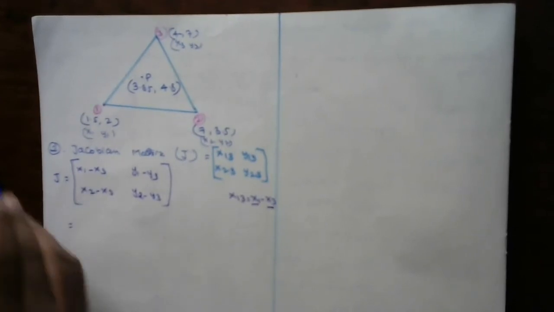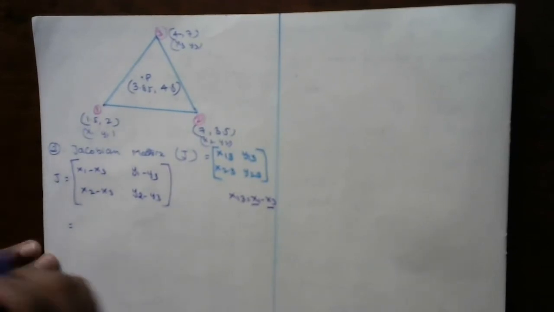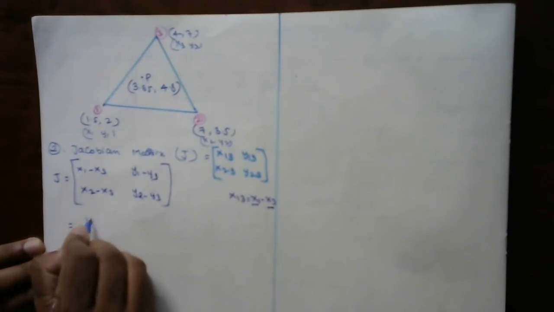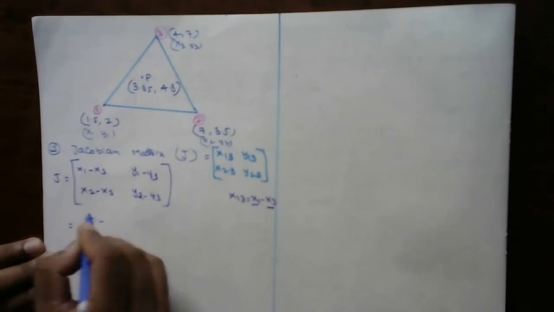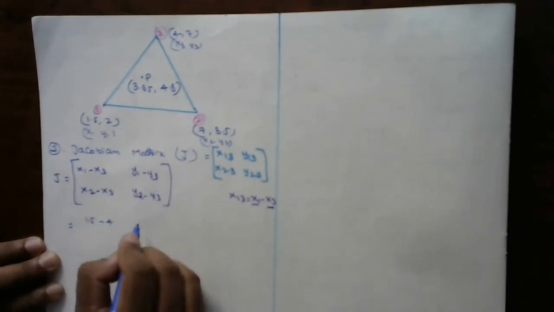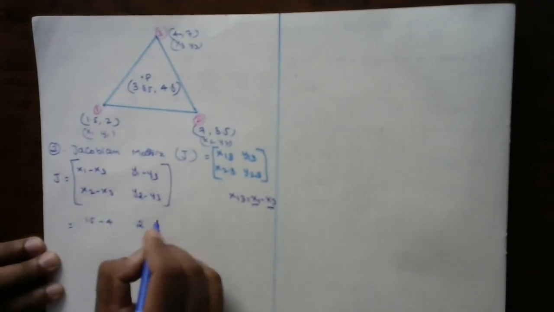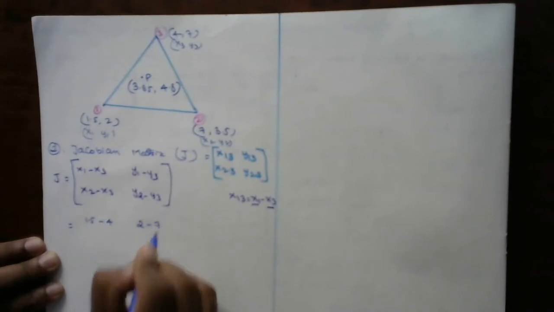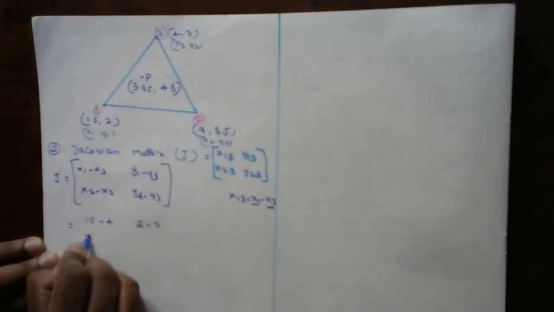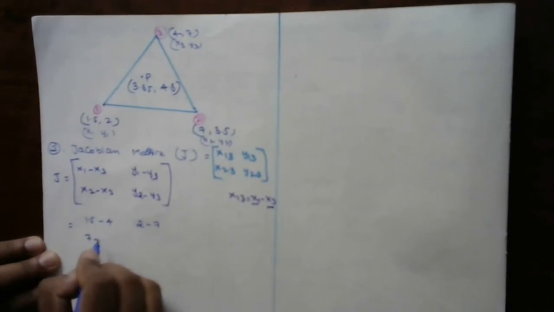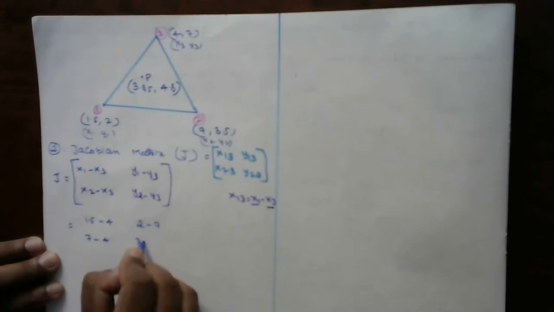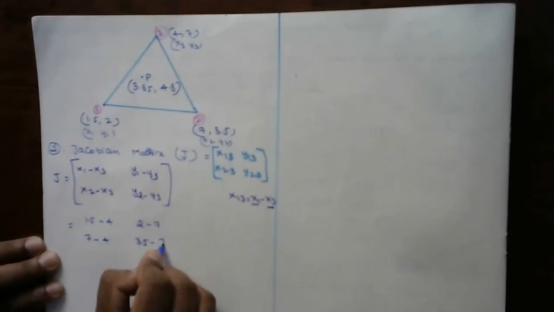If I substitute them here, x1 minus x3: x1 is equal to 1.5, and x3 can be written as 4. Similarly, y1 minus y3: y1 is equal to 2 and y3 is equal to minus 7. So x2 minus x3: x2 is equal to 7 and x3 is equal to 4. And similarly y2 minus y3: 3.5 minus y3, where y3 is equal to 7.